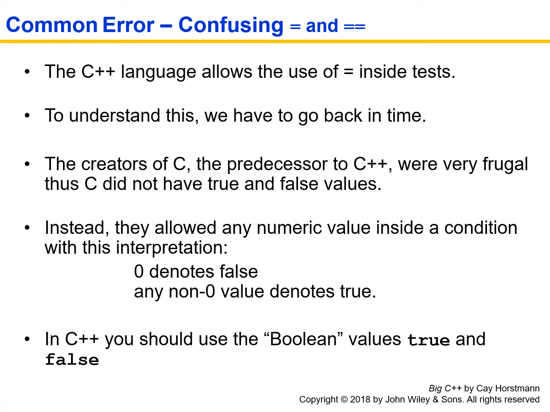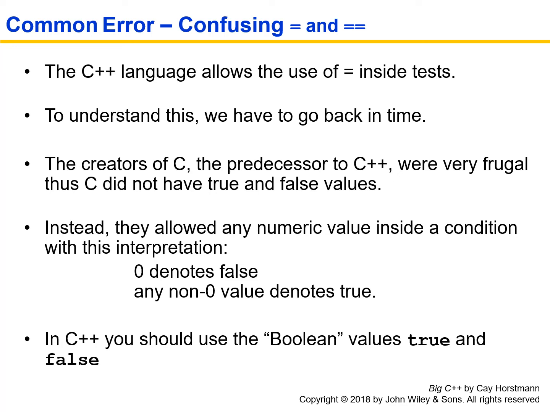Okay. A common error happens if you confuse single equals and double equals. Essentially, single equals is allowed in C++ because it was allowed in C. C did not make a distinction between Boolean values, true-false values, and any other integer value. So you could say if (x = 3), x is assigned the value 3. 3 is not 0, so it's true. And so if (x = 3) will always be true no matter what x was to start with.